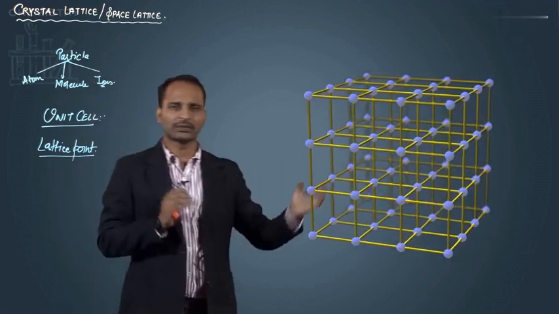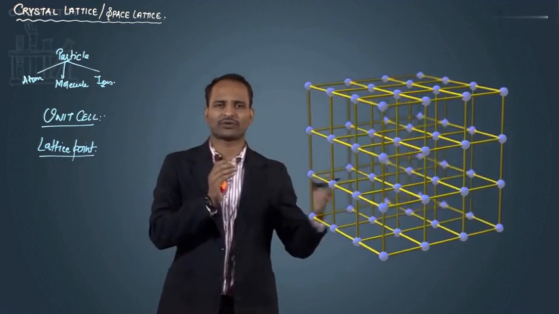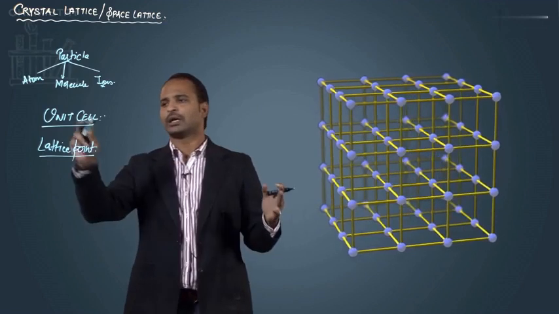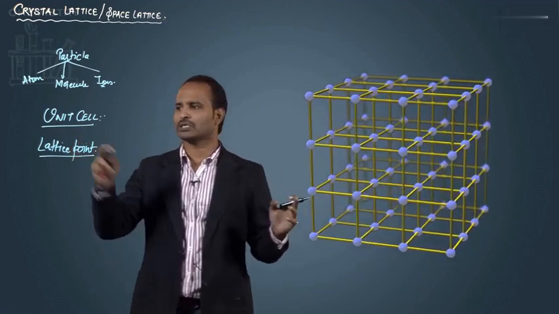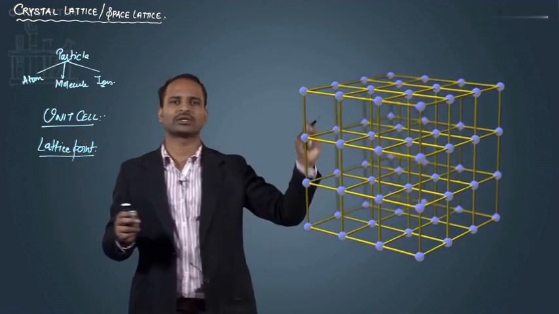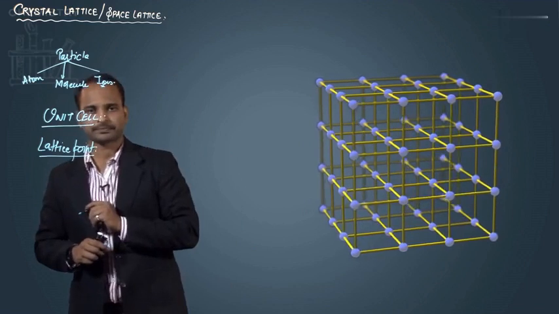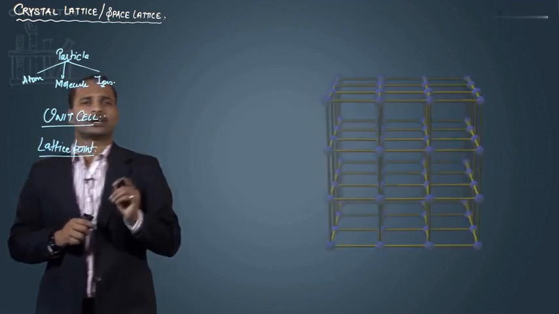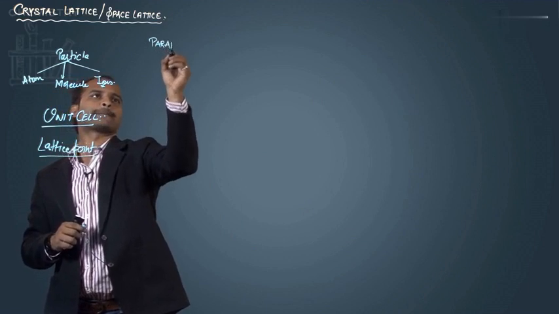So this whole diagram is called a crystal lattice, which shows the representation of the particles in a solid. And then the unit cell: any smallest unit, any smallest cube you consider, is called a unit cell, and all the dots present here are called lattice points. Okay, now the next is the parameters of a unit cell.